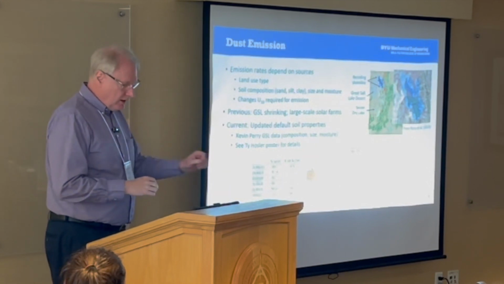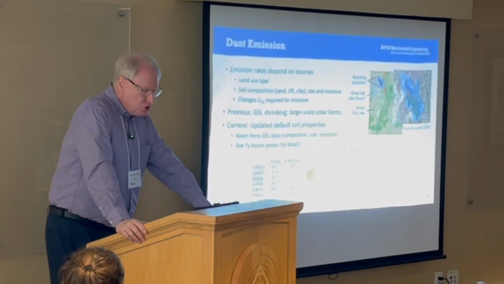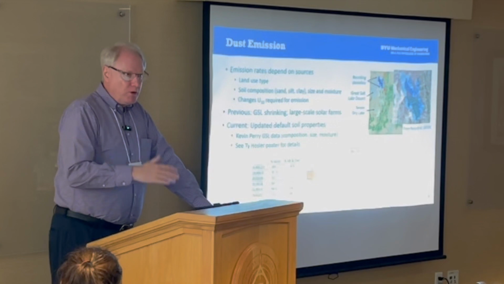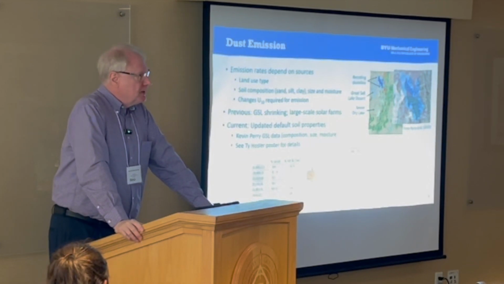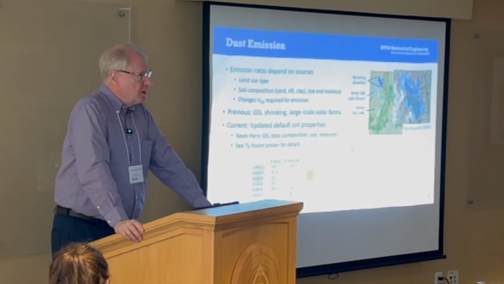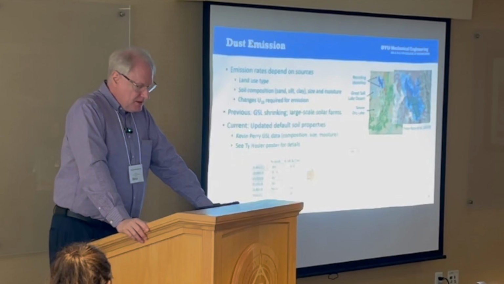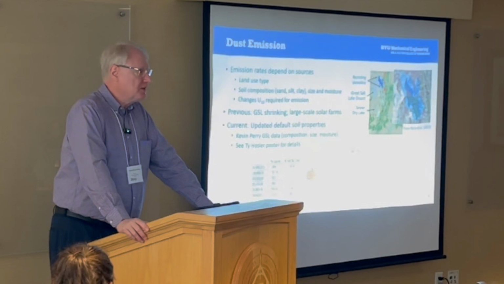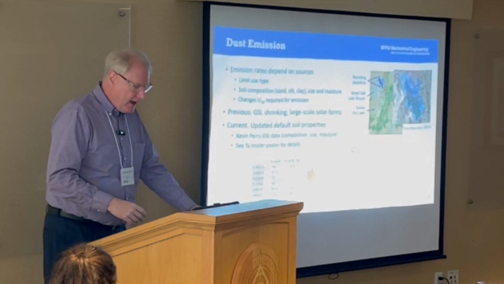Emission rates depend on land use type, soil composition, kind of the sand, silt, clay, size, and moisture, and that changes the 10-meter wind speed that is required for emission. Some of the previous work we had done looked at changing land use types, where we shrunk the size of the Great Salt Lake to see how that affected the different dust emissions. We also put in some large-scale solar farms, going down into the solar energy zones that Utah has and replacing cropland with dust source land to see what impacts that had.